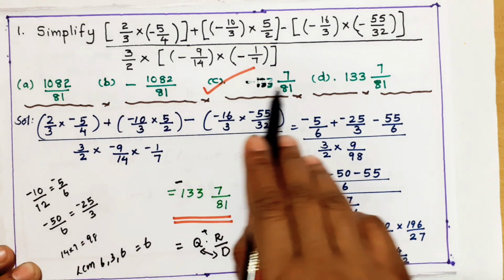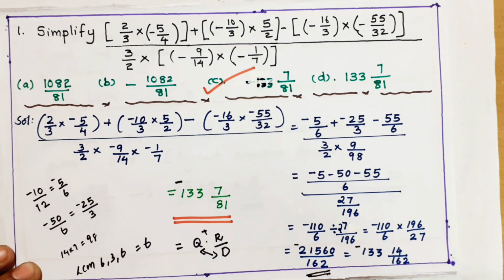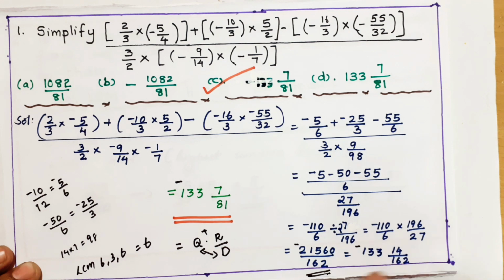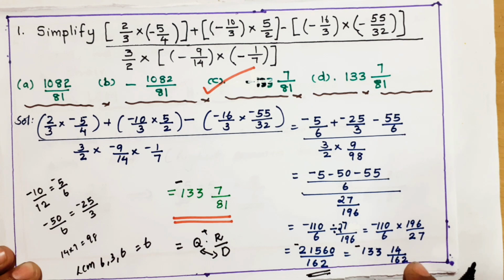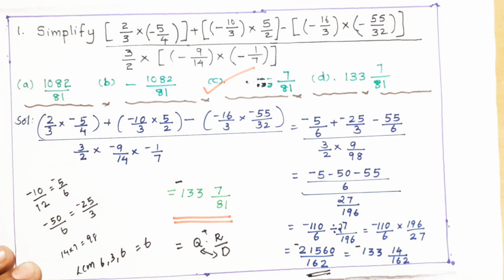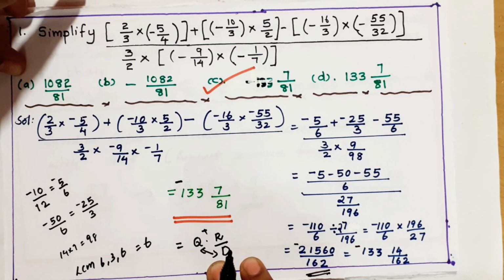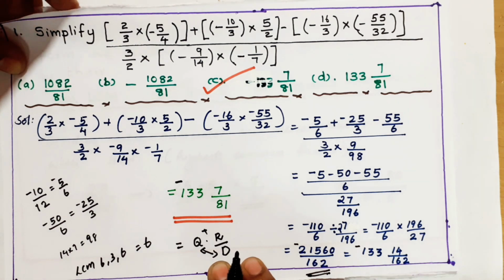After getting this, this is not there in the answer. The answer is given in the form of mixed fractions. So what I did is I divided this number. When I divided, I got a quotient of 133 and remainder of 14 and the divisor is 162. So I'll get an answer minus 133 14 by 162. But they gave a simplified form. If you divide 14 and 162 by 2, it will be 7 by 81. So your answer is minus 133 7 by 81. Clear?